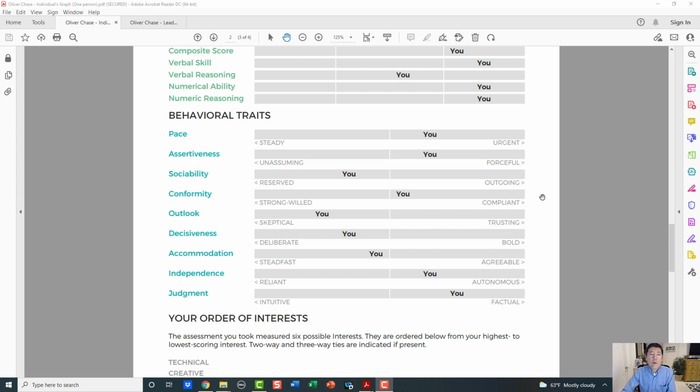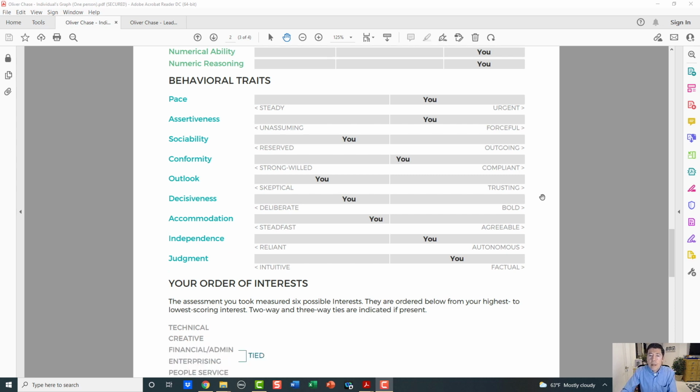And then we have a few more here: accommodation, independence. You tend to see leaders being autonomous. If people are preparing for advancement and they tend to be quite reliant, that's an area to coach around. Could they start to become more independent and autonomous, because that will be necessary as they move up. And then judgment, are they factual or intuitive? You'll often find that leaders land on both sides. I haven't seen that they're always factual or they're always intuitive.